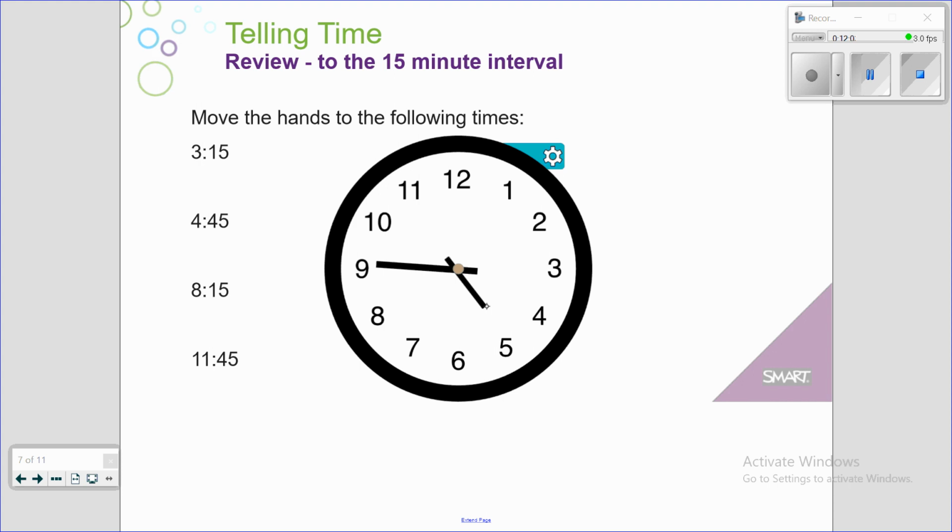Now 8:15. 15 is on 3. And this is the 8. 8:15 or a quarter past 8. 11:45. We have to find 45, it is on 9. And 11 and 45 minutes, so the hour will be 12. We can say it's a quarter to 12 or 11:45.